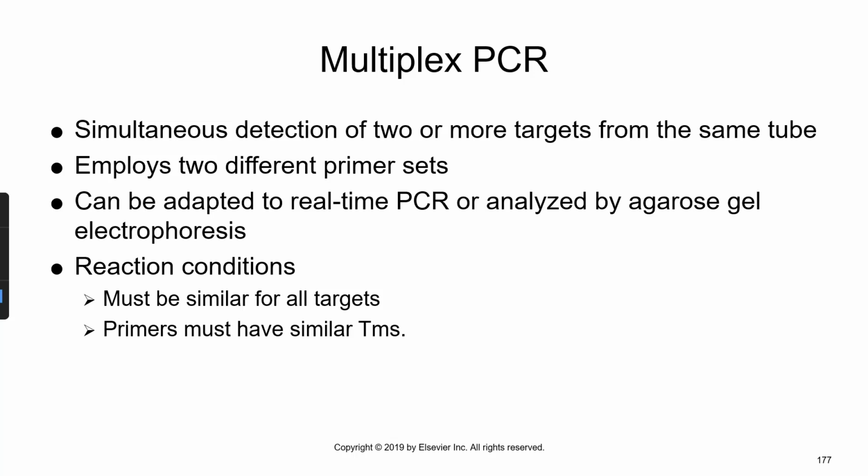It can be adapted to real-time PCR or analyzed by agarose gel electrophoresis. Reaction conditions must be similar for all targets, and the primers must have similar TMs. So we have to make sure that there are similar conditions, because we can't incubate the specimen at different temperatures and times for different organisms. So they have to be kind of similar genetically so that we can perform this test.